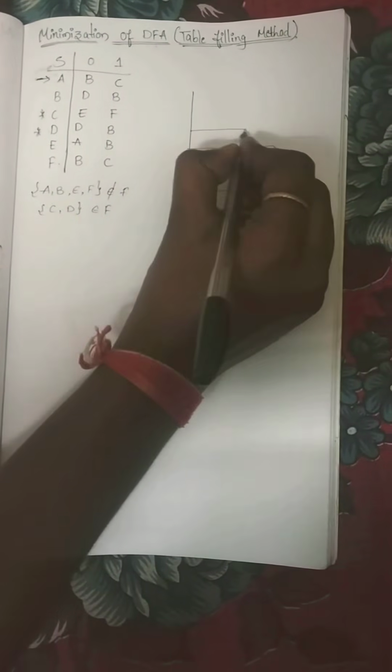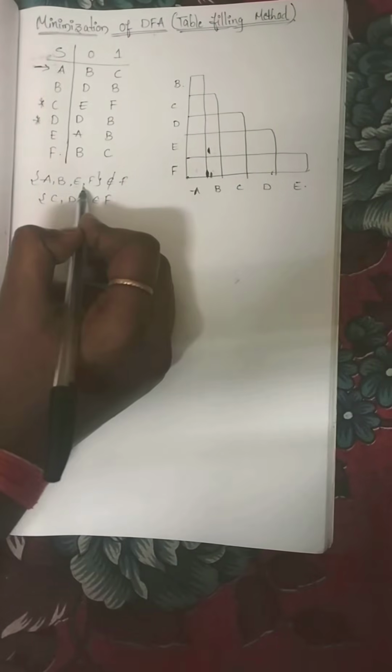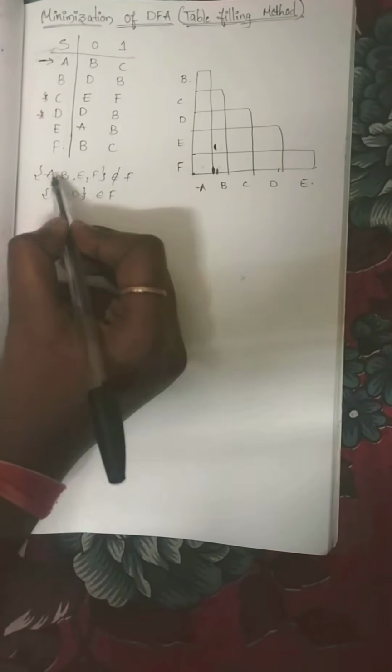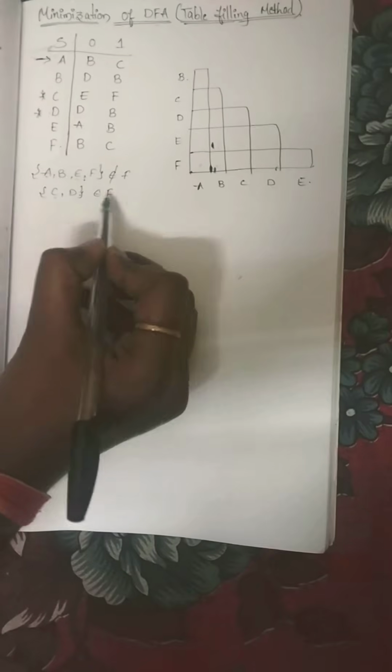Here there are 6 states, so we need to consider only 5, like 1, 2, 3, 4 and 5. Here write A, B, C, D, E, and coming to this side, going from down, write F, E, D, C, B. Now mark it such that one should be in a final state and the other should be in a non-final state, like A and C. A is in non-final and C is in final.